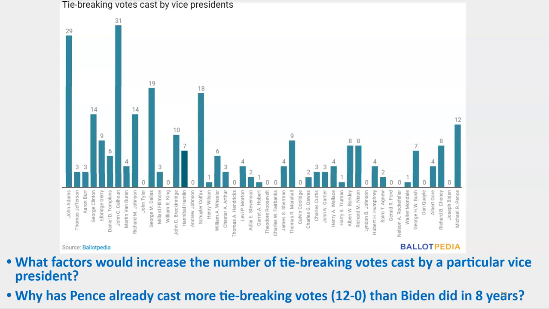It's interesting to note. I added the question here that Biden had no tie-breaking votes, and he served 8 years in office. Now, some of that is because his party did not control the Senate when he was vice president, so that does have an impact for a majority of that time. But we see some tie-breaking votes being cast by vice presidents there over time. I think that's an interesting graphic.